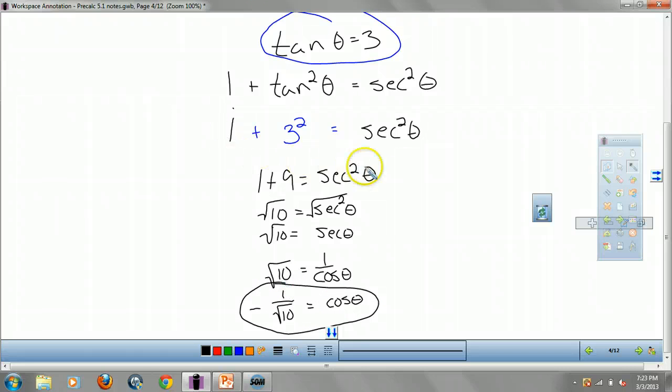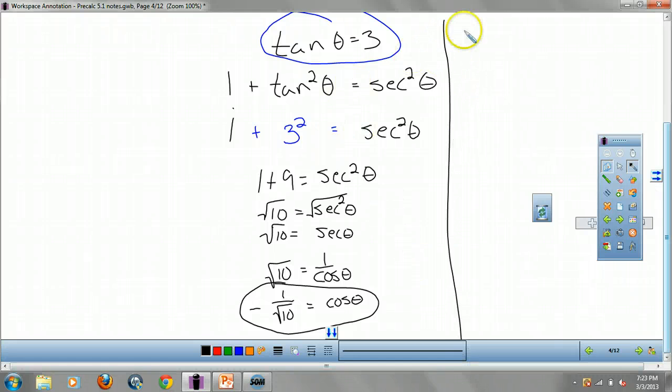Now I'm going to have to find my sine. Oh boy, oh boy, oh boy. 2 ways to do that, guys. Way number 1 is, we have to find sine.